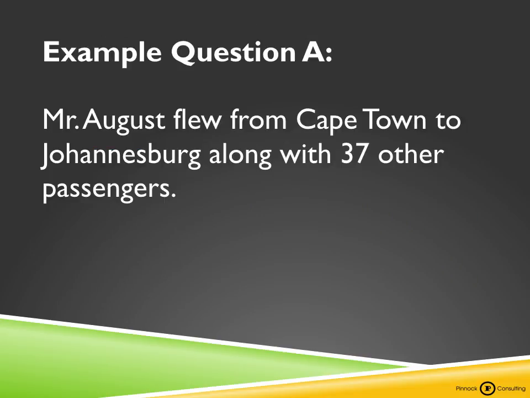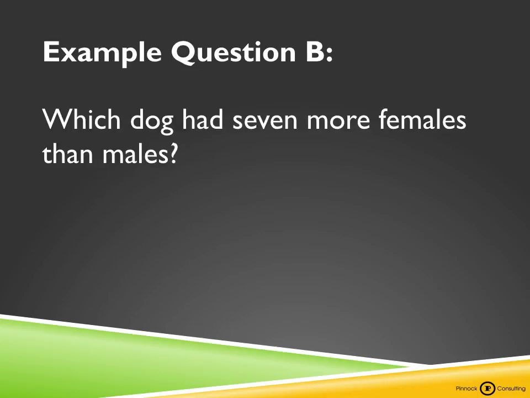Now, this example was a sub-question under a table of data. Mr. August flew from Cape Town to Johannesburg along with 37 other passengers. What they struggle to understand in this question, and they get put off by the 37 other passengers, they fail to understand that there were more than 37 passengers. In the next example, the learners struggled with the wording of the question. They chose a dog with a litter of 7 females as their answer, rather than the correct answer, which was the dog that had a litter that had 7 more female dogs than male dogs.